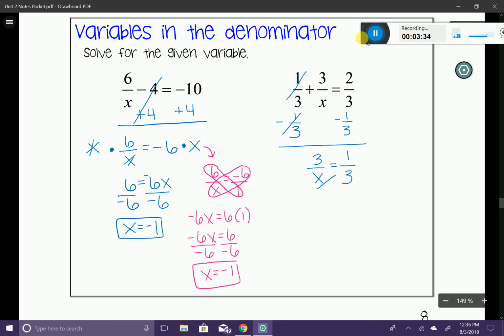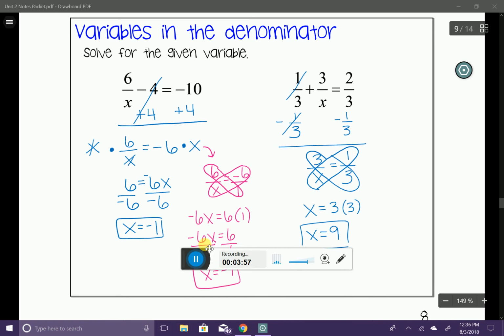So now let's do our cross products. A nice simple problem to work with. So we have x times 1, which is x, and then 3 times 3. I'll write that out. 3 times 3, which is 9. So in our case, our x is going to equal 9. So it really wasn't that hard in this case, but it all worked out.